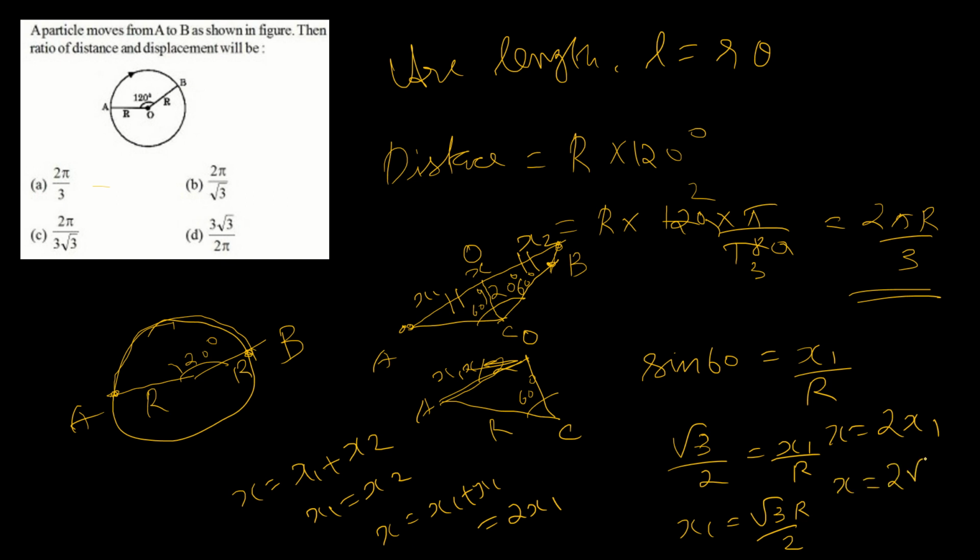2 into root 3 r by 2. Okay, 2 cancels, so x is equal to root 3 r. That is, our displacement is equal to root 3 r. So we have the displacement now. Okay, that is x is equal to root 3 r, which is our displacement.